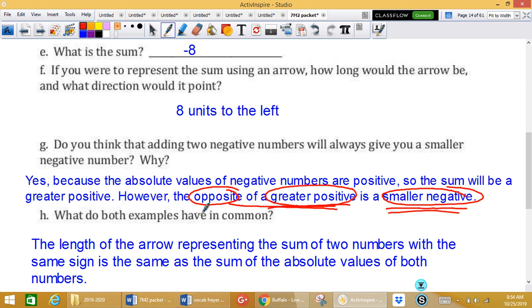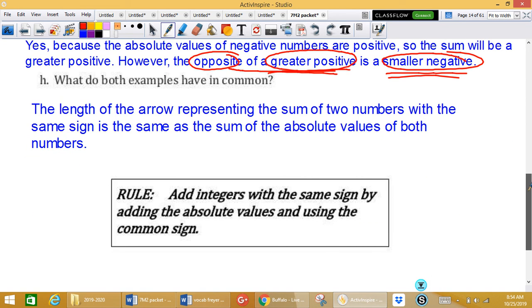What do both examples have in common? The length of the arrow representing the sum of the two numbers will be the same as the sum of the absolute values of both numbers, with the same sign. Add integers with the same sign by adding absolute values and using the common sign. Very important.